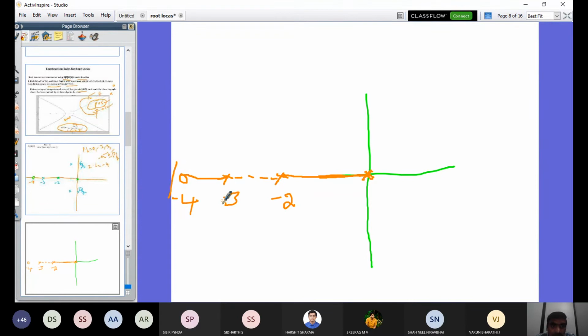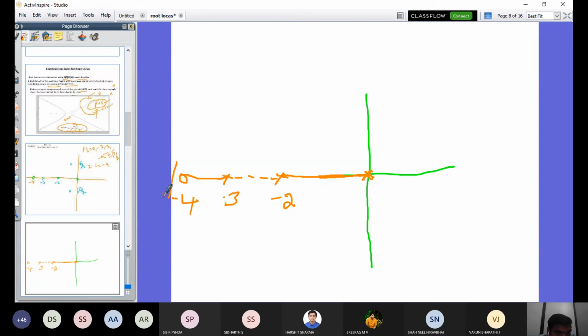Again, you can put your hand after -4. How many poles and zeros are in the right half of the segment? Four. So will the part after -4 be a part of the root locus segment? No, sir.